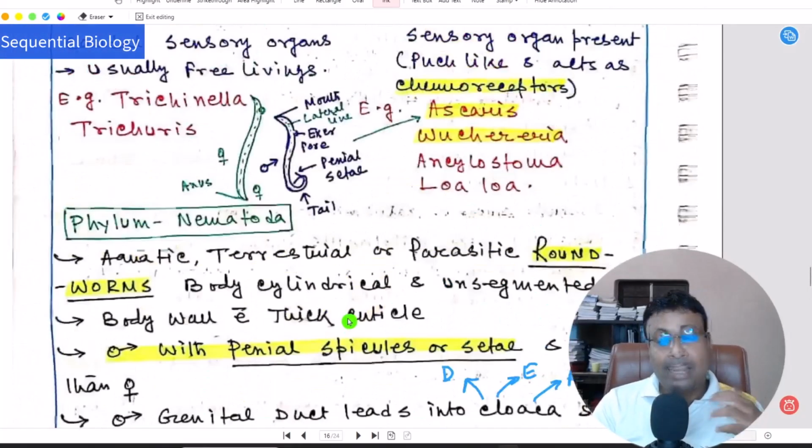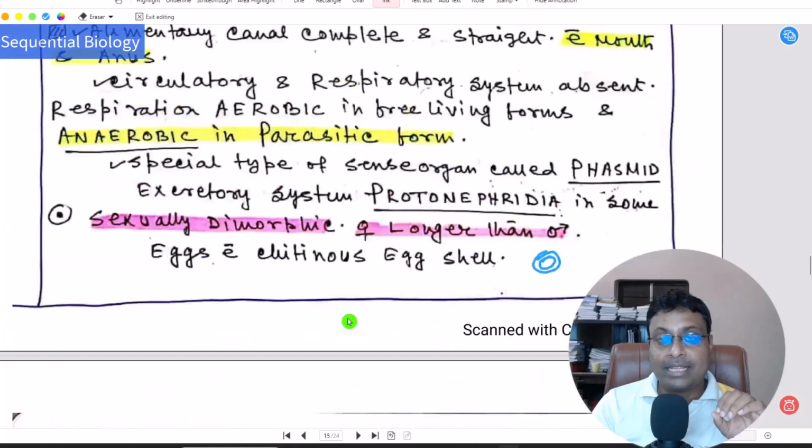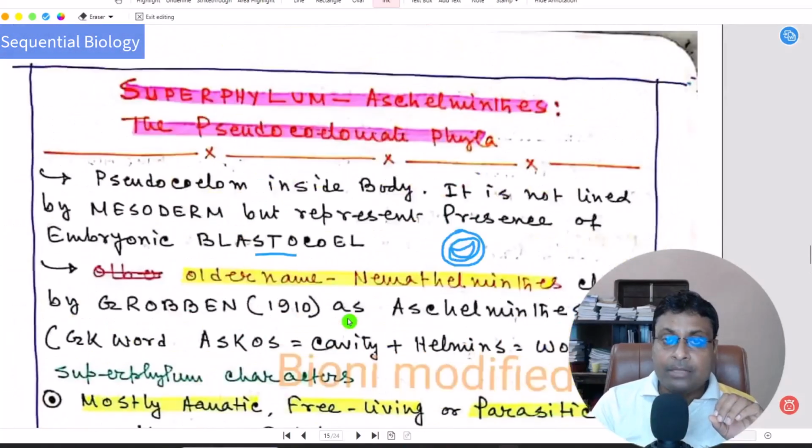Hope you have understood Superphylum Aschelminthes and their classification. Sometimes you become confused about the three terms I have mentioned: Aschelminthes, Nemathelminthes and Nematoda. Superphylum Aschelminthes was previously known as Nemathelminthes, but Grobben changed this name to Aschelminthes, and Nematoda is a phylum which is included under Superphylum Aschelminthes. And remember, this Superphylum Aschelminthes is a pseudocoelomate phylum. This is very, very important from the examination point of view.